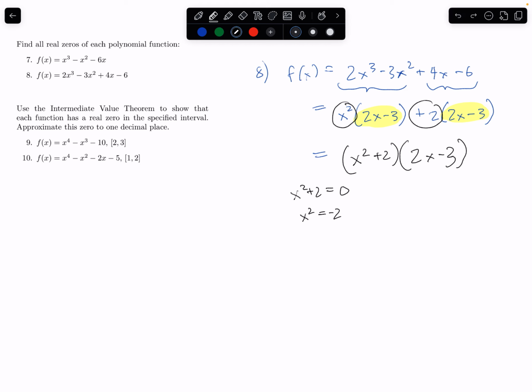What about from this set here? What about this guy, 2x minus 3? Well, just solve it. I mean, you might see it with mental math, but if you don't, that's okay. Just write it out.